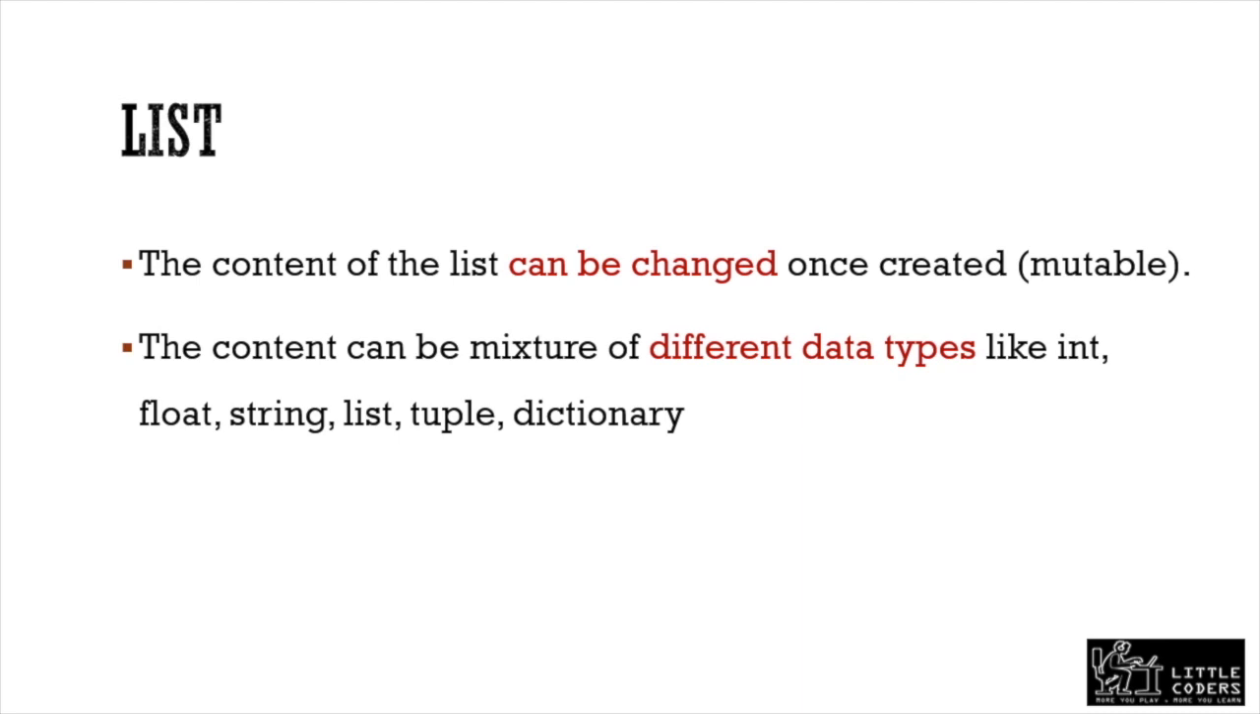Now, the contents can be a mixture of different data types like integer, float, string, list, tuple, as well as dictionary. What I mean by that is, suppose the name of an individual is given, as well as his register number and also the marks in 3 different subjects. The first one is the name of the individual, the next is the register number, an integer, and 3 other numbers. Each can be separated from the other by putting a comma. This is what is meant by a mixture of data types.